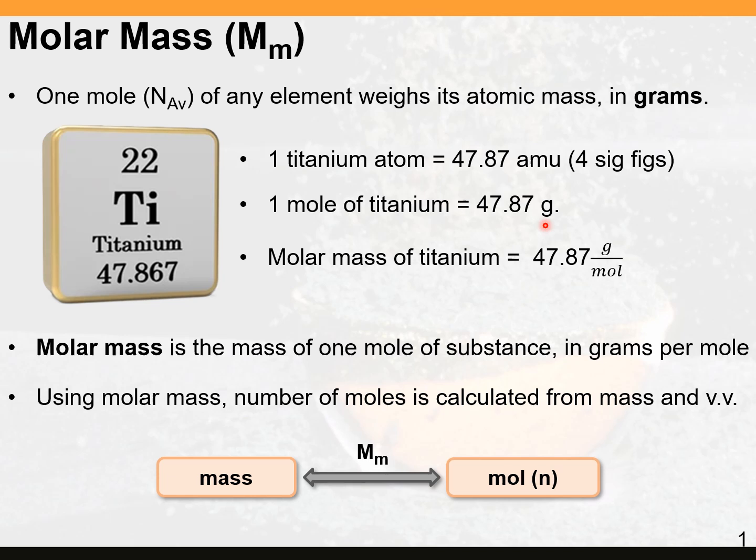This is known as the molar mass, which is the mass of 1 mole of a substance measured in grams per mole. We say that the molar mass of titanium is 47.87 grams per mole. Molar mass relates the mass of a substance in grams to its moles. Since we can measure gram quantities, the number of moles can be calculated directly in a single-step calculation using molar mass as the conversion factor. This is why the most convenient way to count is by moles.